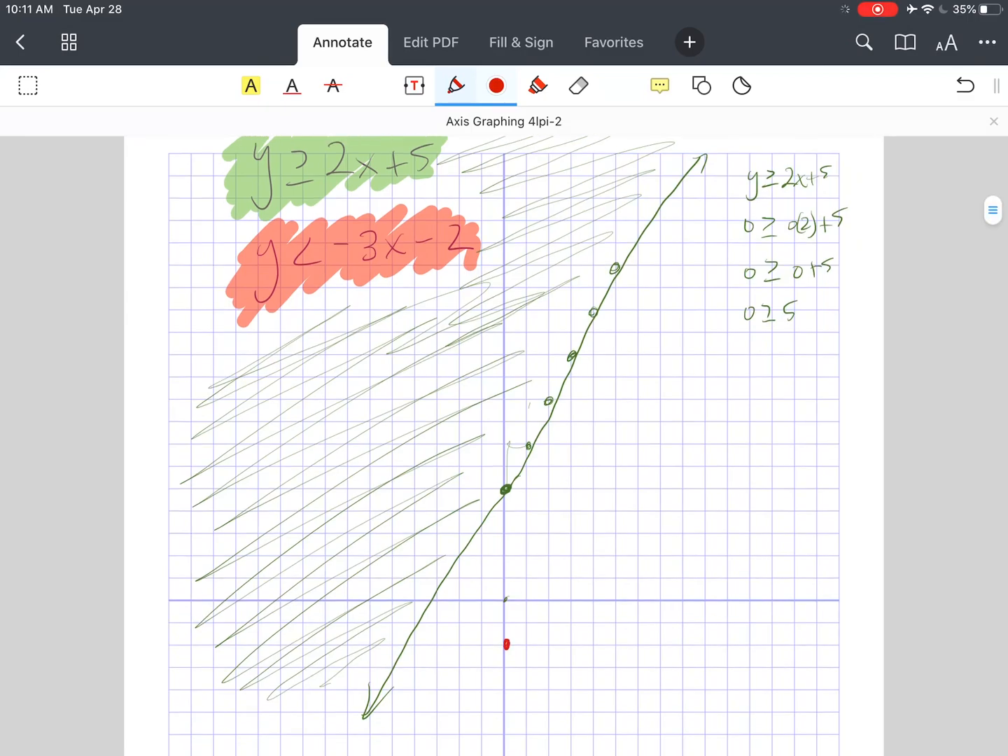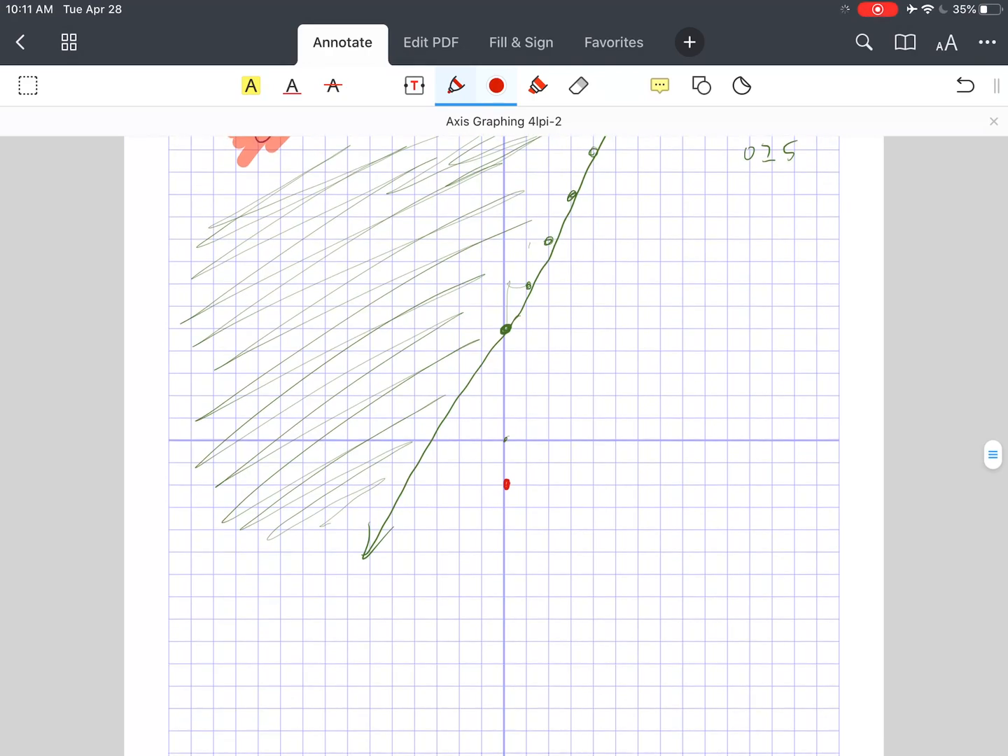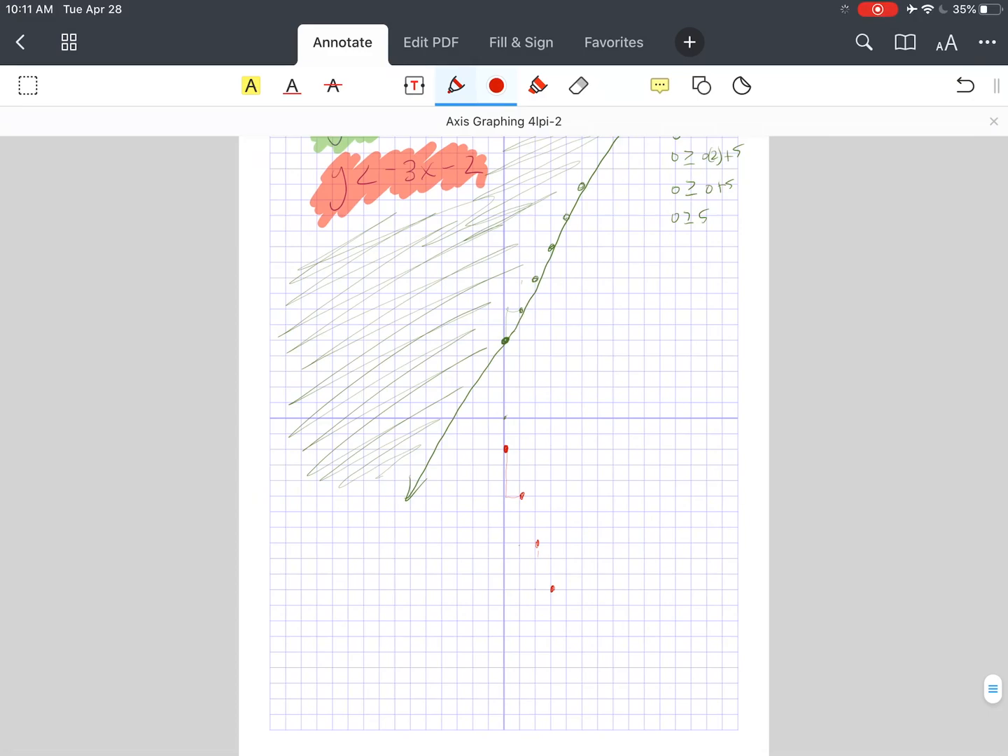So now we're going to graph y is less than negative 3x minus 2. You start off with the y-intercept. That's negative 2. Your slope is negative 3, so that means it's negative 3 over 1. So you're going to go down 3, 1 to the right, down 3, 1 to the right, down 3, 1 to the right. You can do this a good amount of times.